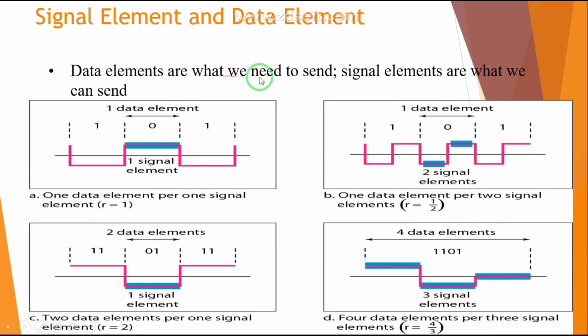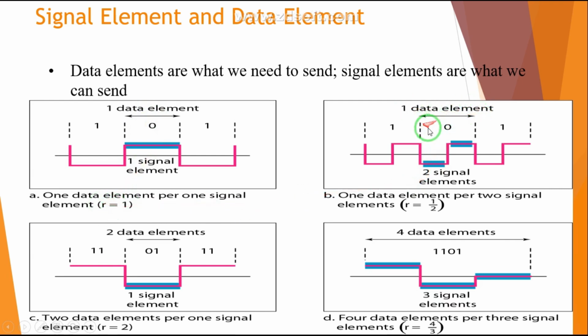Data elements are what we need to send, that is the bits, and signal elements are what we can send. Observe this figure. This is called a signal element, one signal element. It is going to be represented by logic 0, only one bit. So one data element per one signal element, therefore R is equal to 1. For one signal element, only one bit is there. So R equals 1.